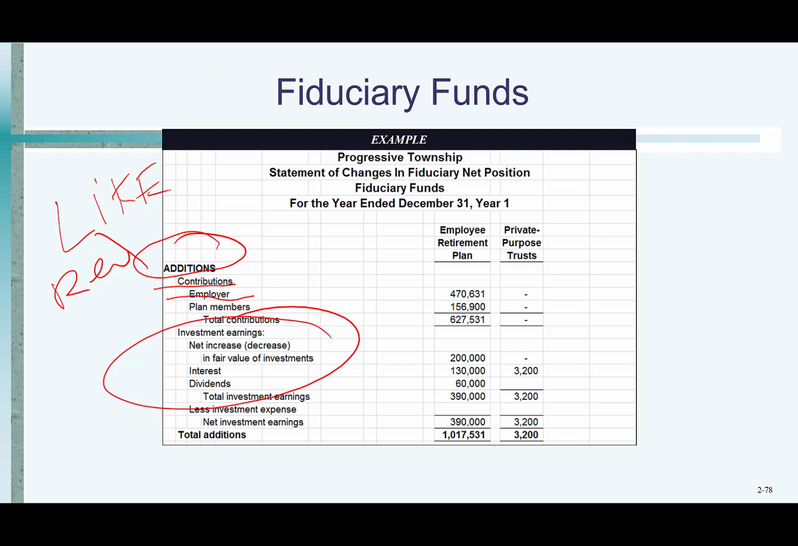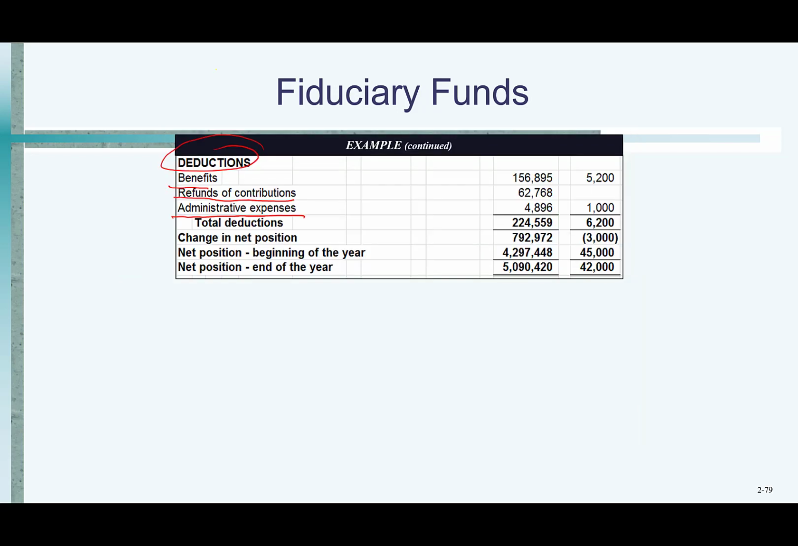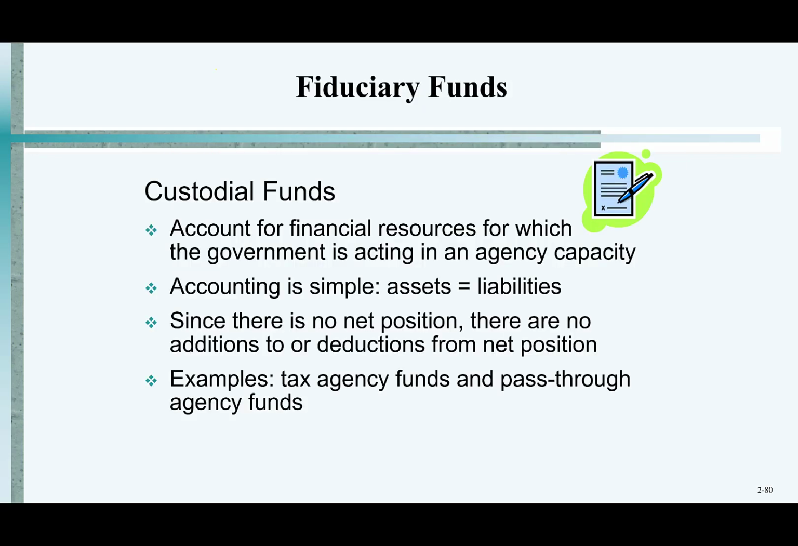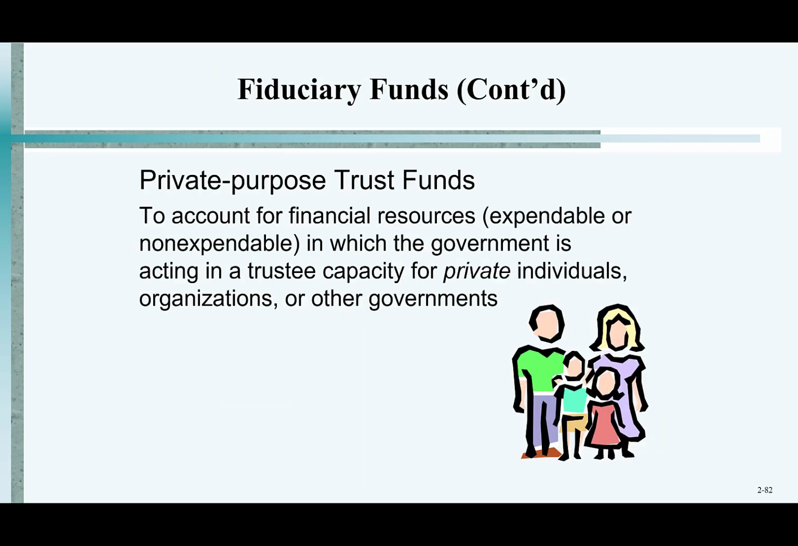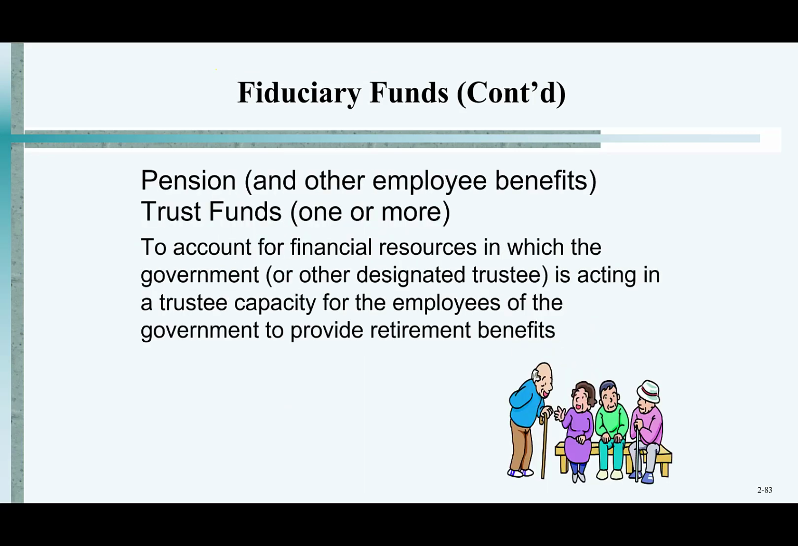We don't put money in a mattress and hope that it grows so we can pay benefits. When we pay benefits, that is what? A deduction from these funds. Okay. We don't call it expense. We call it deduction, though. Okay. Custodial funds, investment trust fund, private purpose trust fund, and the pension fund, guys. I'm going fast because we're going to get into the detail of these later.